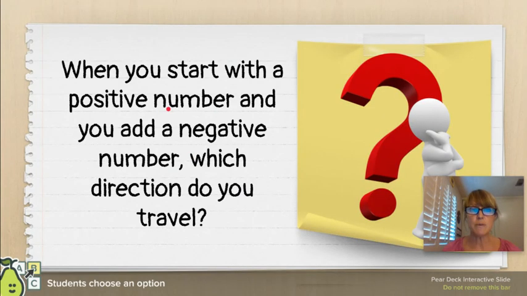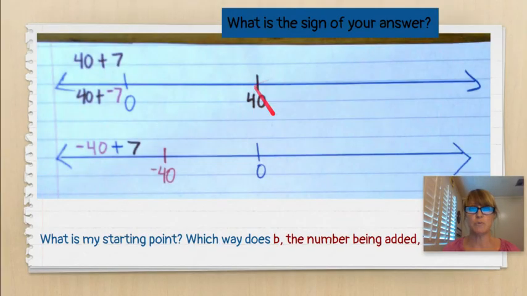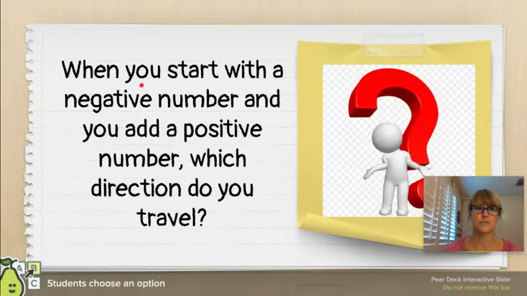When you start with a positive number and you add a negative number, which direction do you travel? So it's like this one. When you start with a positive number and you add a negative number, which direction do you travel? Do you go to the right or do you go to the left? You go to the left. Good job, people. Let's look at the next question.